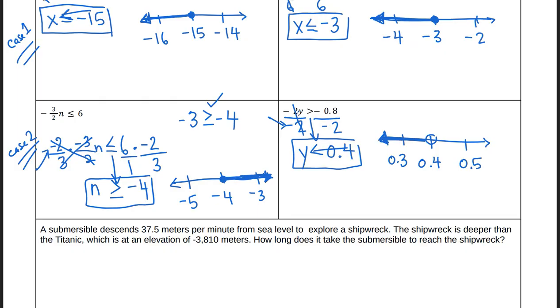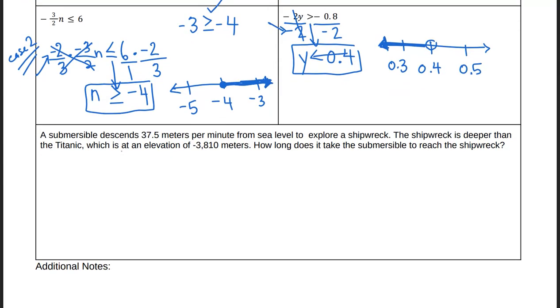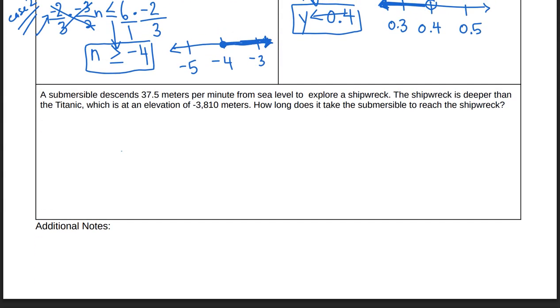You're going to figure out the order in which you do things to make sure that you keep everything in line, all right? So let's finish up with a word problem here, okay?